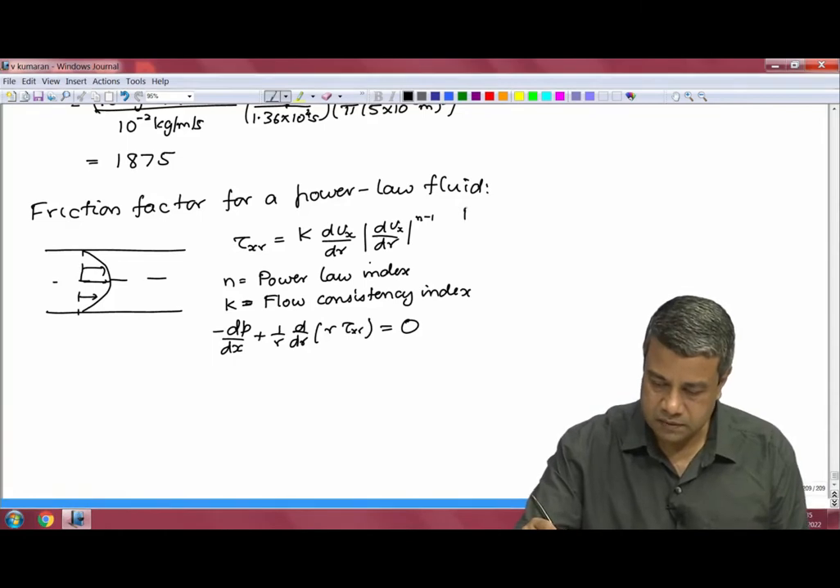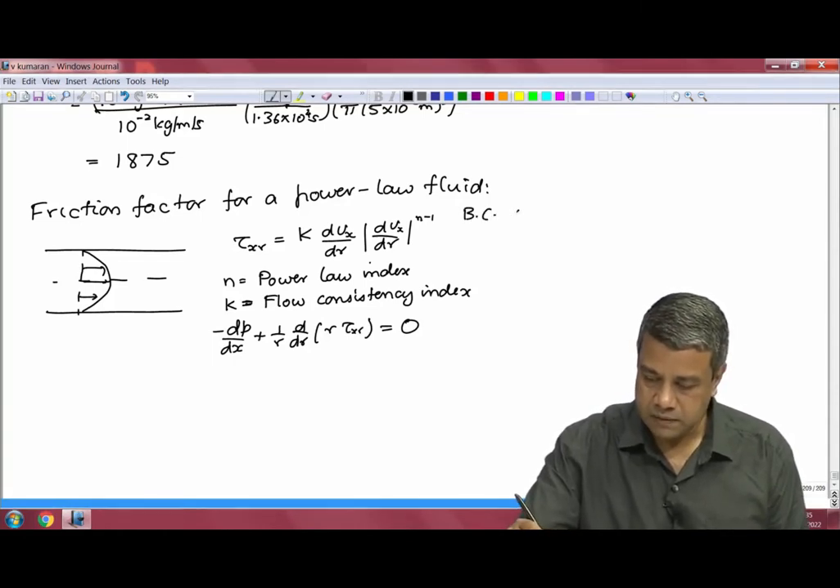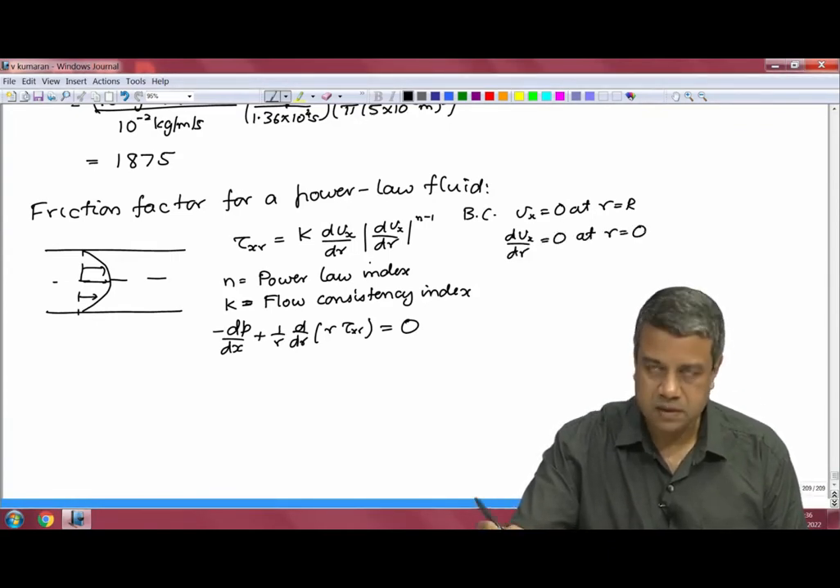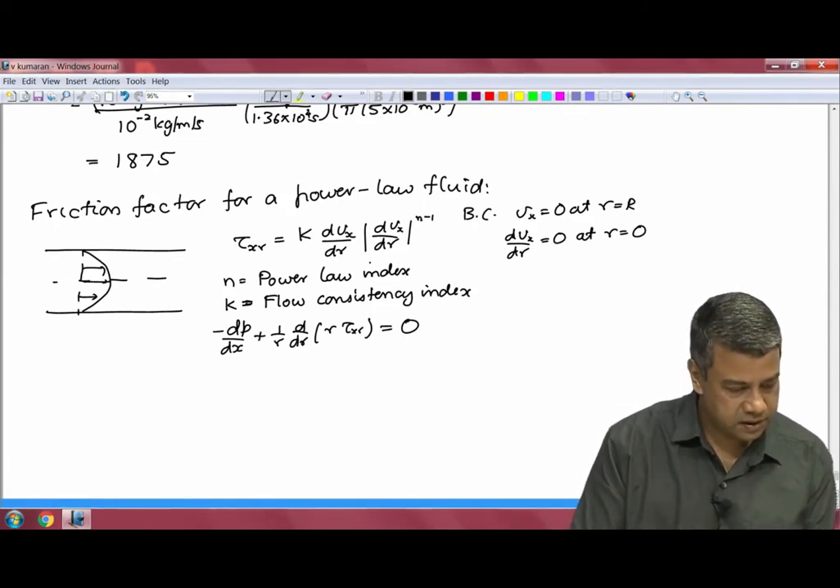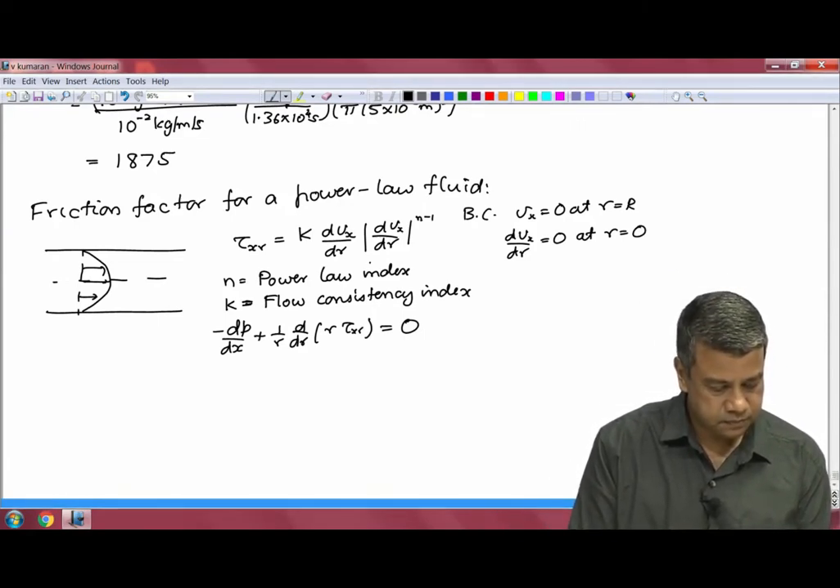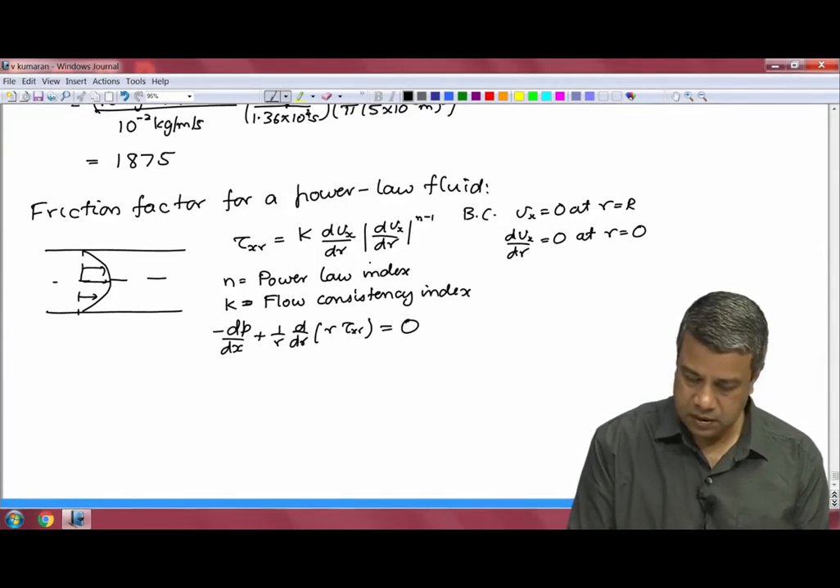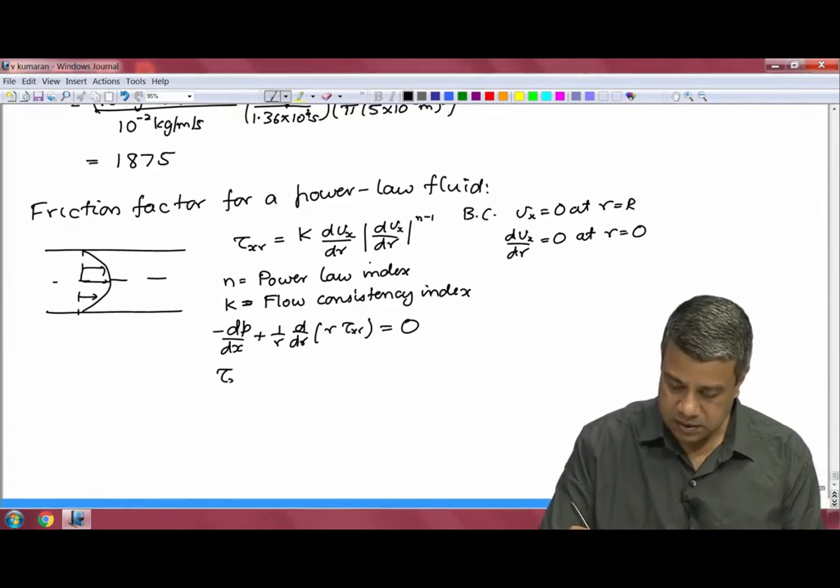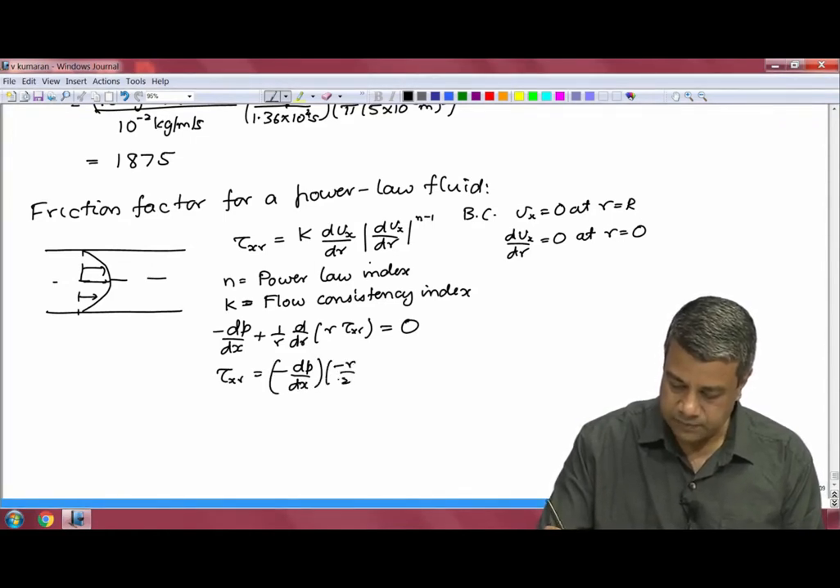And the boundary conditions are, of course, Vx is equal to 0 at r equal to R, and the symmetry condition dVx by dr is equal to 0 at r equal to 0. So those two conditions are still valid in this case. So I can integrate this equation one time to get tau xr is equal to minus dP by dx into minus r by 2.